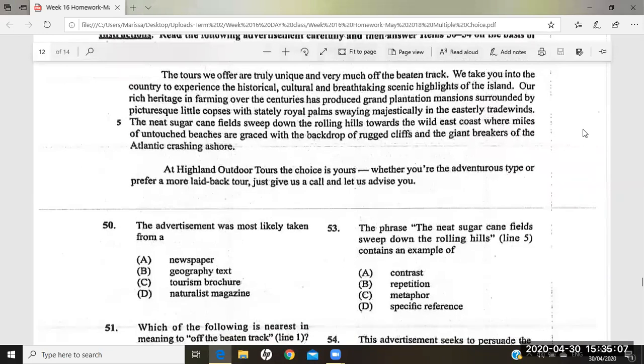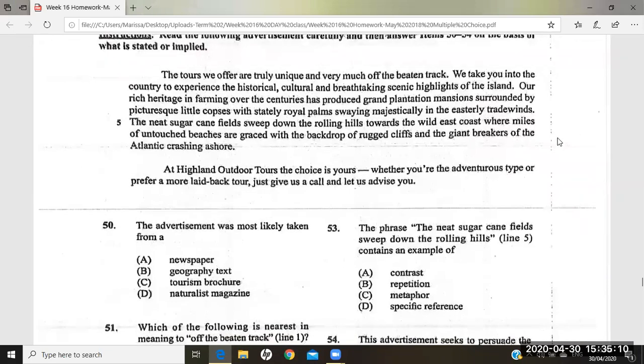So it says, the tours we offer are truly unique and very much off the beaten track. We take you into the country to experience the historical, cultural, and breathtaking scenic highlights of the island. Our rich heritage in farming over the centuries has produced grand plantation mansions surrounded by picturesque little copses with stately royal palms swaying majestically in the easterly trade winds. The neat sugarcane fields sweep down the rolling hills towards the wild east coast, where miles of untouched beaches are graced with the backdrop of rugged cliffs and the giant breakers of the Atlantic crashing ashore. At Highland Outdoor Tours, the choice is yours. Whether you're the adventurous type or prefer a more laid-back tour, just give us a call and let us advise you.